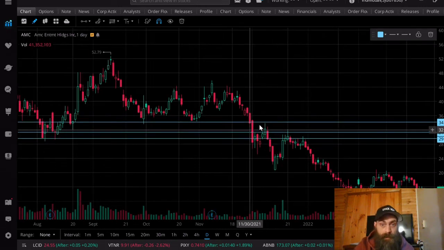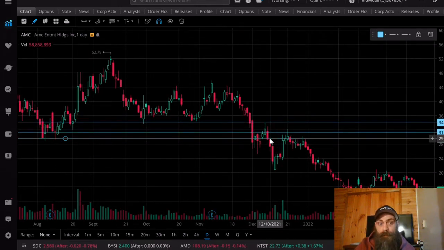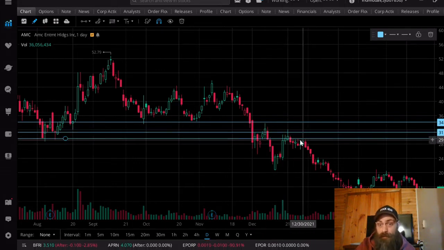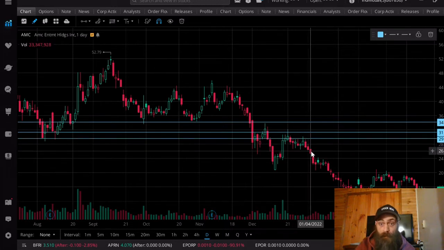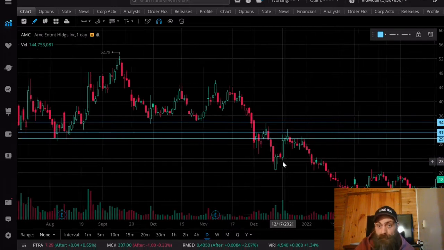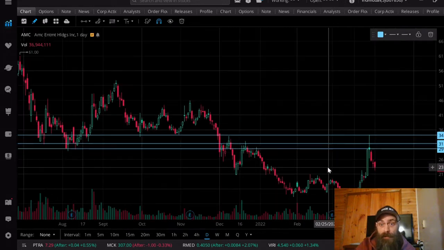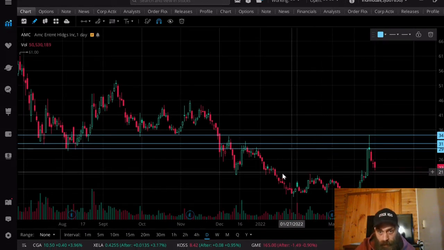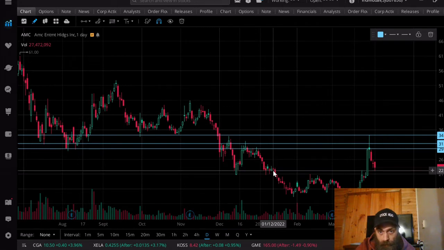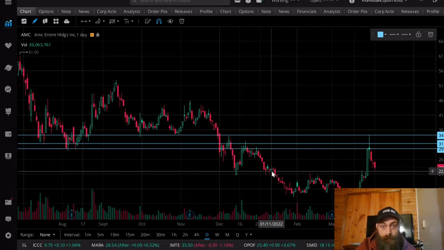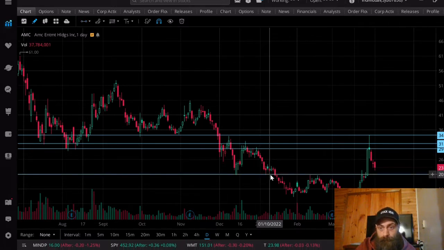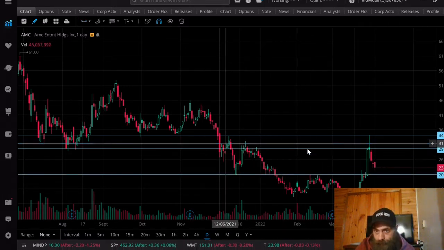And as you can see, we had tried to come back up and push through that line of previous support many times, just could not do it. So it went down even more. So we have to find a new area of support. And it looks like there was a good area of support right in here. So we'll go ahead and draw a line there.